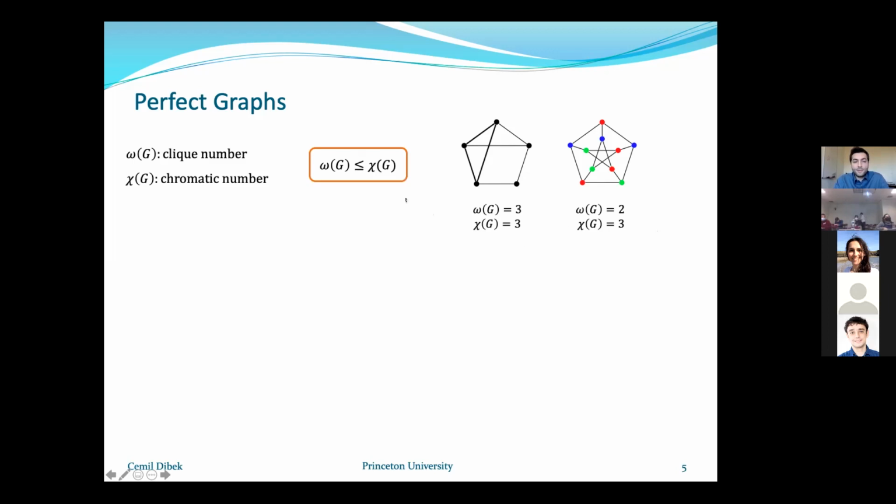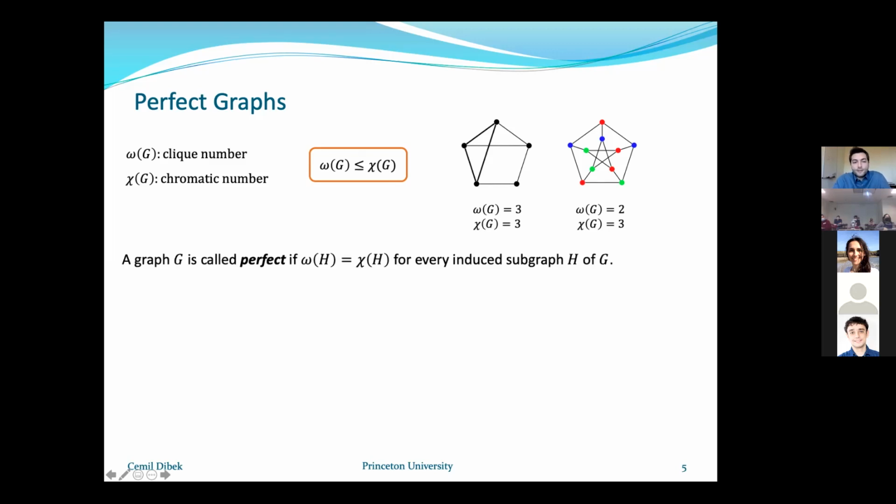The chromatic number is always greater than or equal to the clique number, simply because if you have a clique in a graph and if you want to color this graph, then of course you have to give a different color to each vertex of that clique because they're all adjacent to each other. So the clique number is greater than or equal to the chromatic number. Sorry, the chromatic number is greater than or equal to the clique number. And for some graphs, such as this one, these two parameters are the same. And for some graphs, such as this one, they are not the same. So what is a perfect graph?